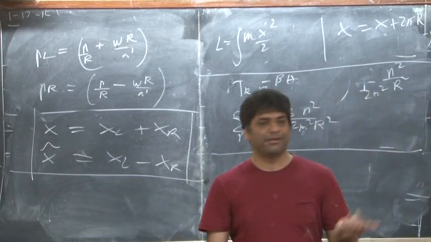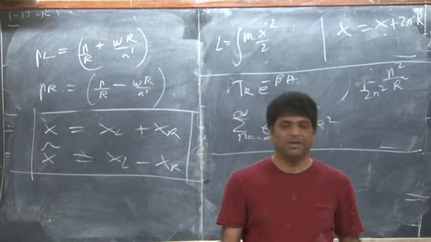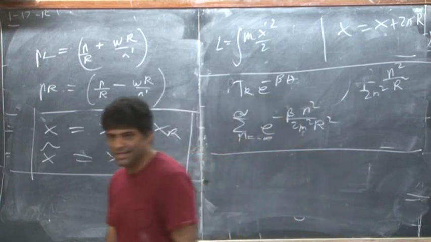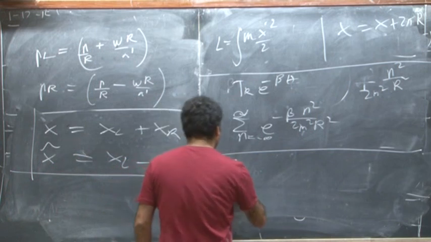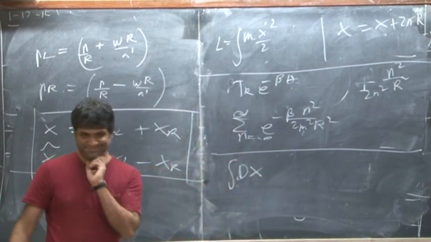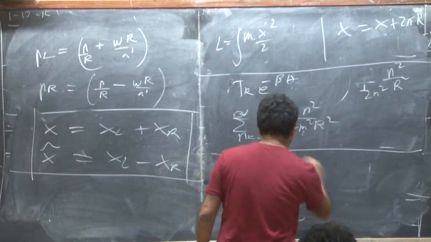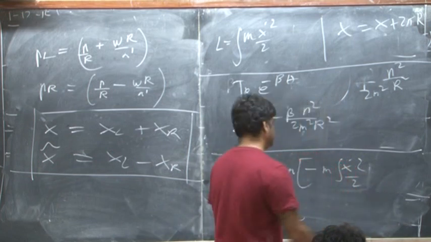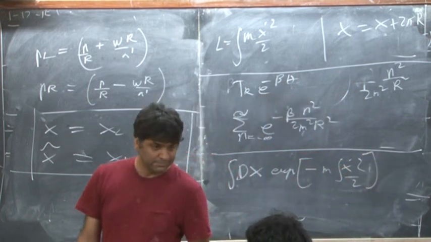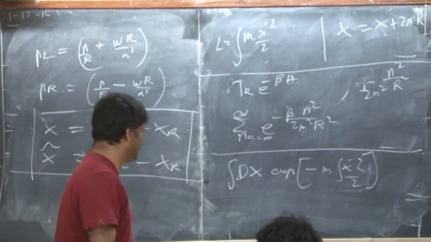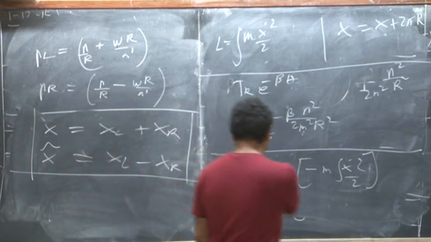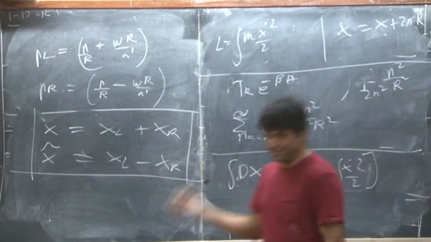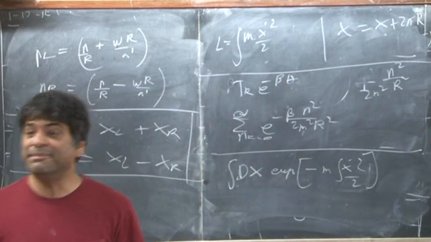Well, I need to do the Euclidean path integral with time compactified on a circle of circumference beta. Right? That's clear. Okay. So what I want to do is integral dx, exponential of minus m x dot squared by 2, with the Matsubara frequency subtracted. Okay? This path integral where x is periodic and our time is periodic.